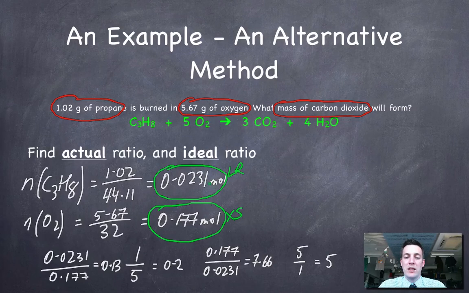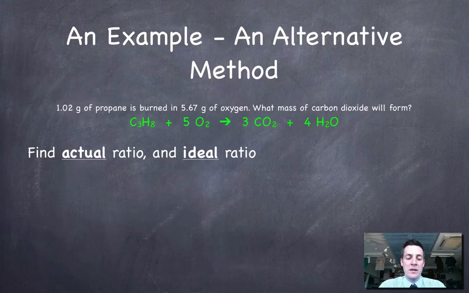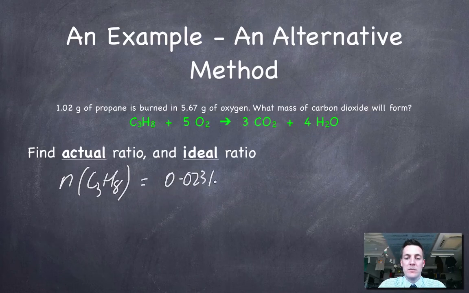Now, just remembering here that the propane was the limiting reagent, and that there was 0.0231 moles of it. Let's get rid of all that writing there. And the number of moles of propane is equal to 0.0231 moles. I'm using that because it was the limiting reagent. What mass of carbon dioxide will form?